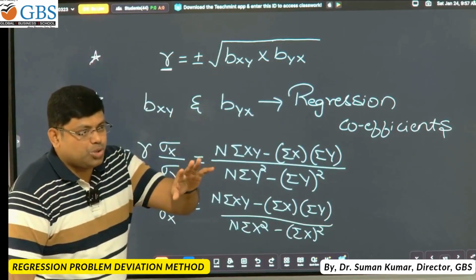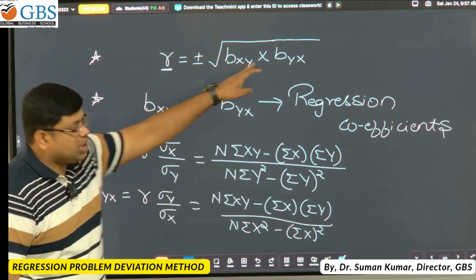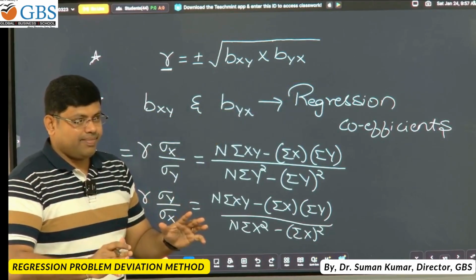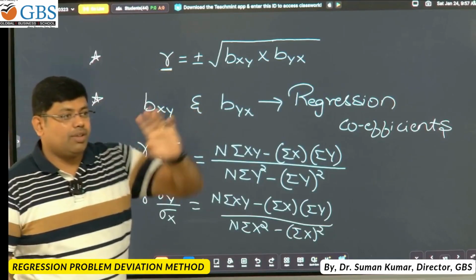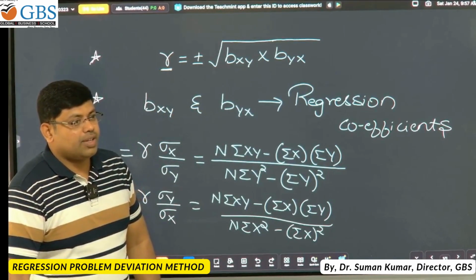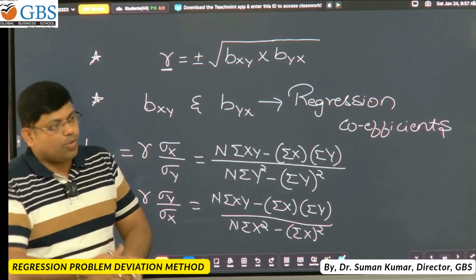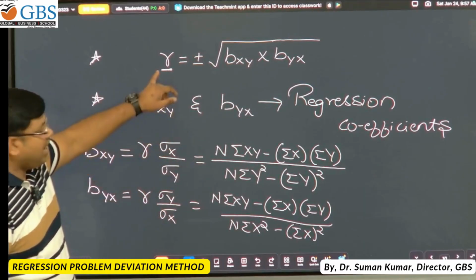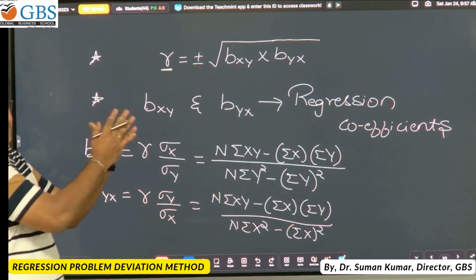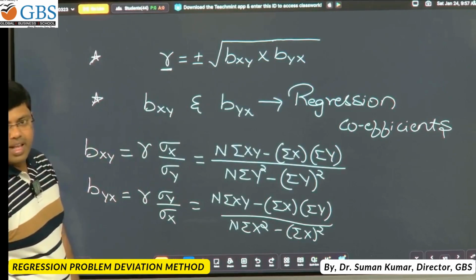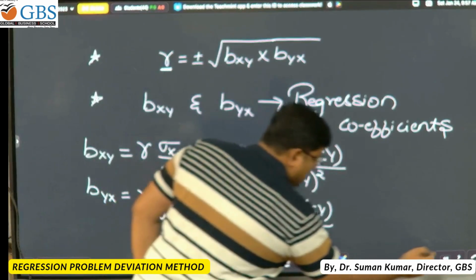So your job, for this question especially, is to find out bxy and byx first. Then you can find out R. What is the first question in the written question? We have to find out x on y and y on x, then R, by using all these things. That's why I'm making you learn. Done. Shall we go?